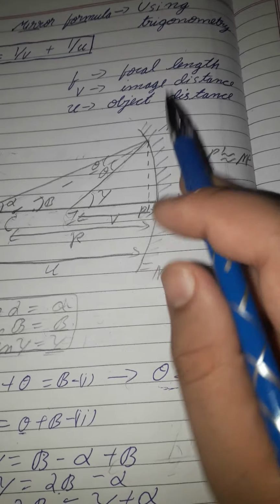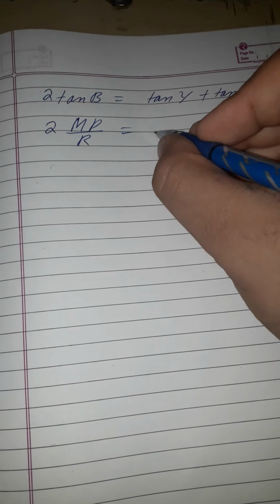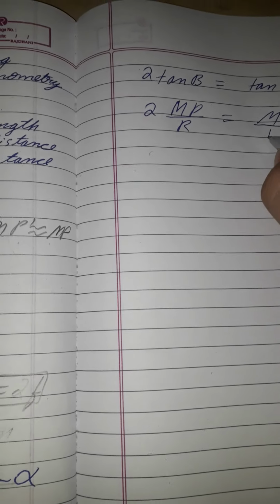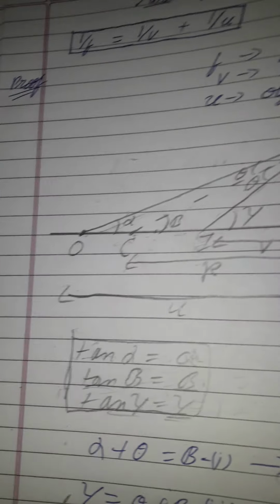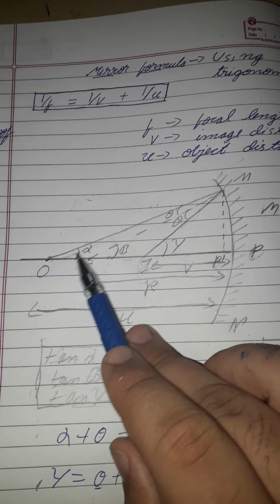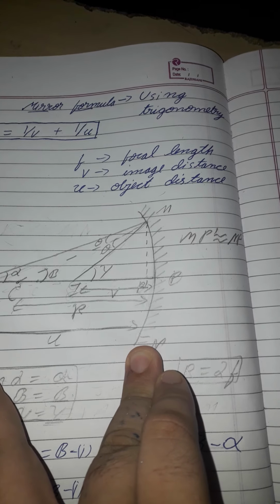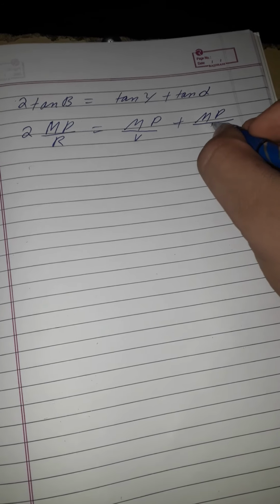Next, tan gamma. What is tan gamma? Tan gamma is this upon this, right? We will write MP upon V. What is this? Image distance. Plus, next is tan alpha. What is tan alpha? Here tan alpha is MP upon this U. What is U? Object distance. So instead of tan alpha, I will write MP upon U.